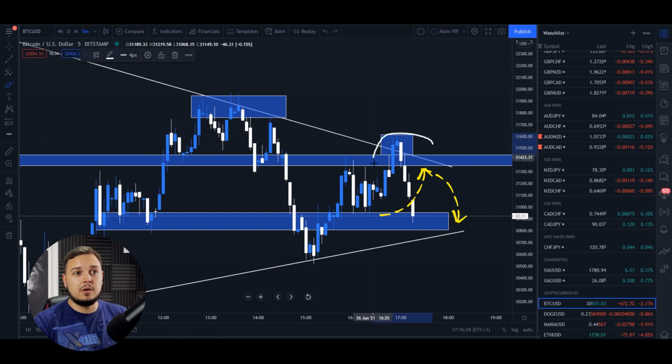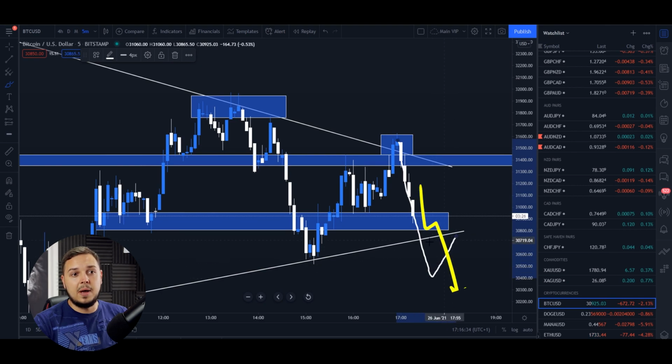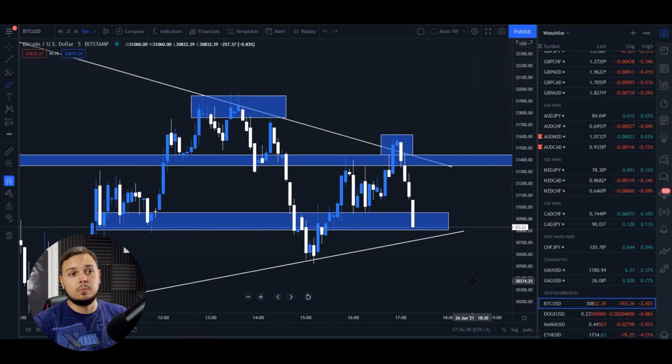Unless the market decides to break this area zone, have a pullback somewhere around here and then go down, then I might sell it once again. So we'll see what happens in just a second.